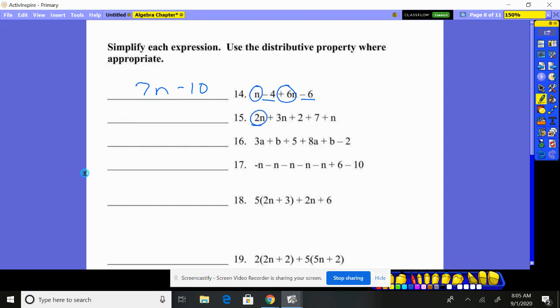Next, 2n, 3n, and an n. How much does that give you? That gives you 6n. Number-wise, positive 2 and positive 7, it's positive 9, plus 9.